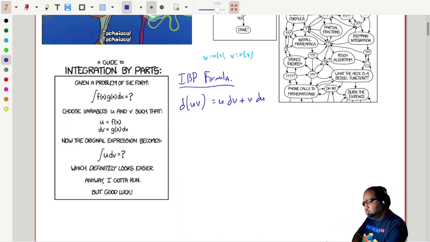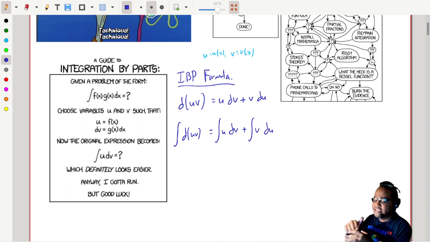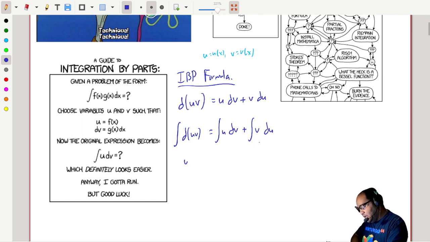And now what I'm going to do is integrate both sides of this equation. So I'm integrating d of uv, which is equal to the integral of u dv plus the integral of v du. On the left, I'm integrating this differential. It's looking a little funkier than some stuff that we've seen before, but it's still just an integral. The integral and the differential will cancel each other out, again by the FTC. So we'll have uv equals the integral of u dv plus the integral of v du.